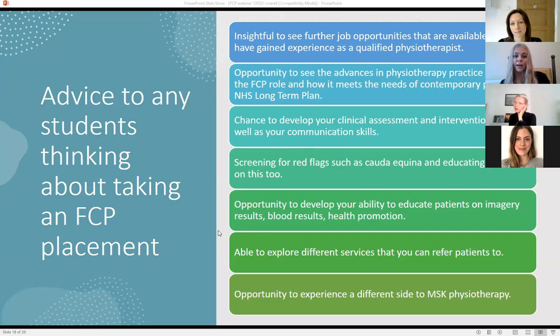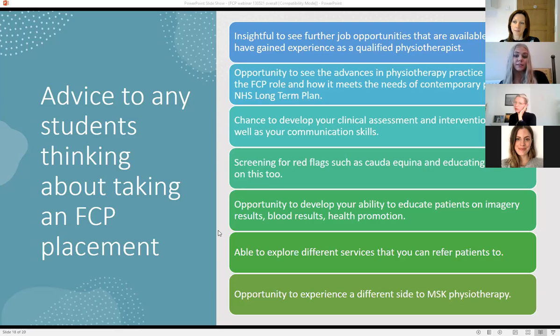It's definitely worth it. It was really insightful to see the job opportunities that I might have in the future once I've gained experience. I've got an opportunity to see the advances in physiotherapy practice as well, and how physiotherapy and practice might pan out for us as students in the future, and what we'll be exploring as we go through our career. It was really interesting to see that.